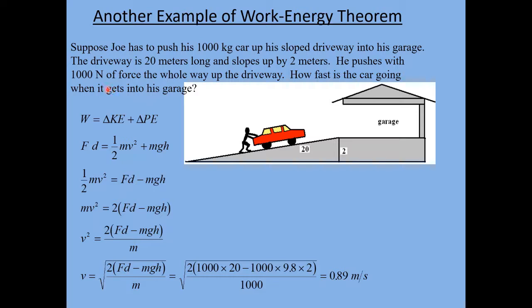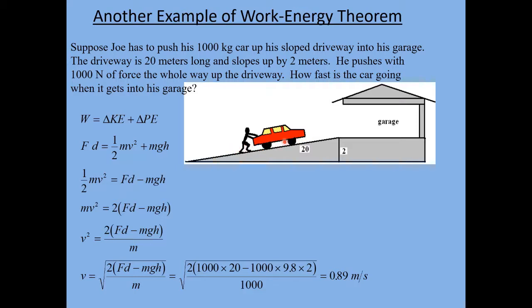He again pushes with 1,000 newtons of force the whole way up the driveway. How fast is the car going when it gets into his garage? Well, what's different about this problem is that the car is also going uphill. So the car is going to gain potential energy. So when we write the work energy theorem here, work is equal to delta KE plus delta PE. Now we have to include delta PE in our calculation because the car is changing its potential energy. So the work that Joe does here is doing two things.